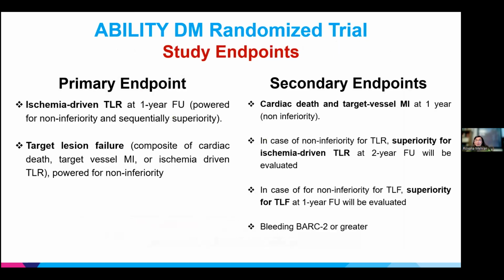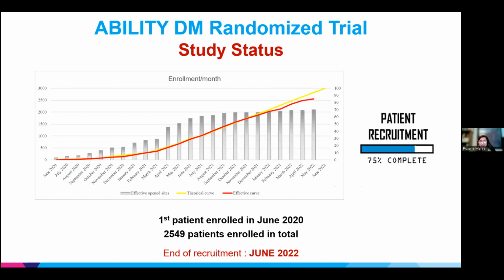I've already talked to you about the study endpoints: two primary endpoints of ischemic TLR, powered for non-inferiority with sequential superiority testing, and target lesion failure, which is a composite of cardiac death, target vessel MI, or ischemia-driven TLR, powered for non-inferiority. And you see these are the secondary endpoints we will be looking at. As I said, we were at 2,549 patients enrolled in June. This is August, and we're up to 2,900 patients.